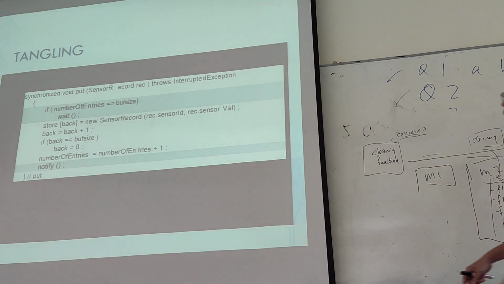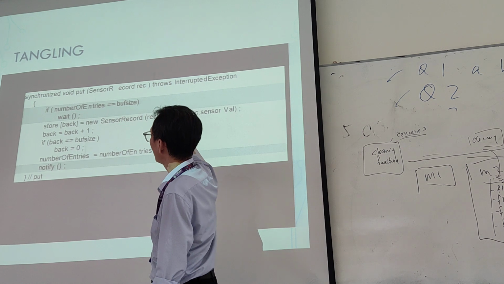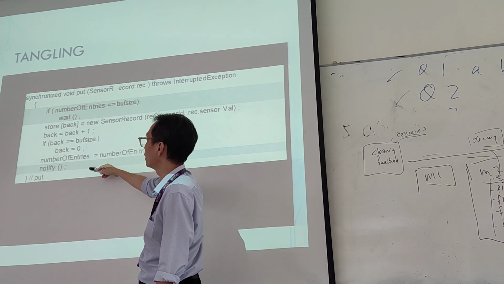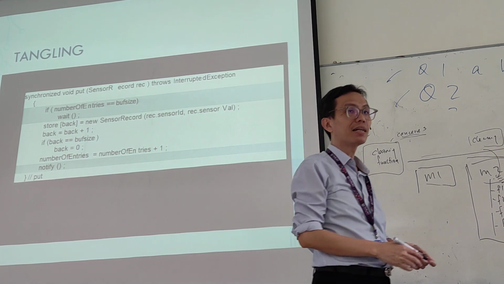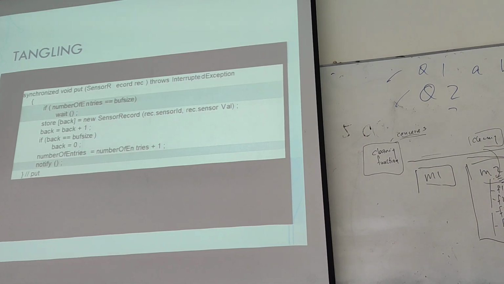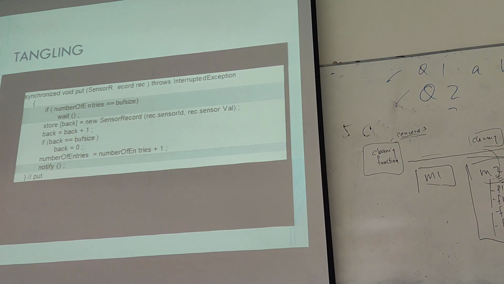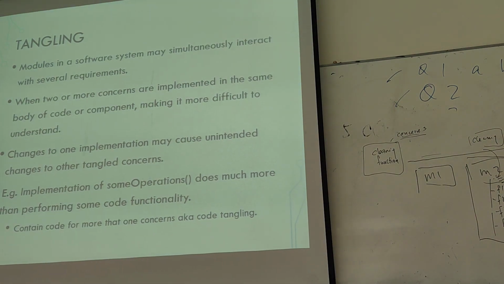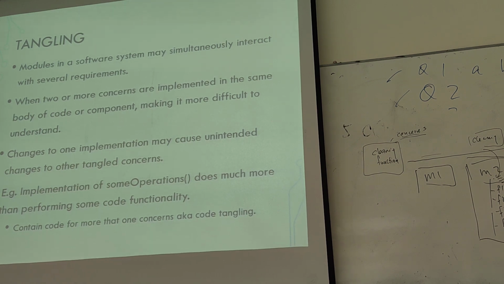This is called a hook function, hook method. However, you can see that the number of entities was defined. So this is tangling already. Notified should supposedly be in other functions. Understand? So this is called tangling, which means that one function interacts with more than one requirement.